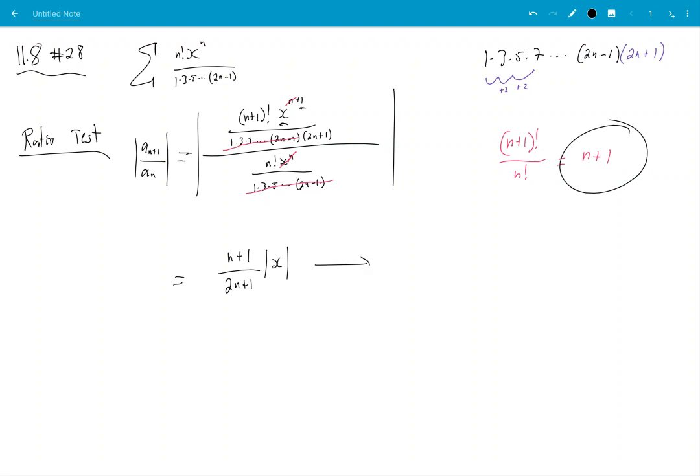Okay, the limit here is 1/2 times absolute value of x. And we want that to be less than 1 for convergence. So absolute value of x is less than 2. So the radius is 2.